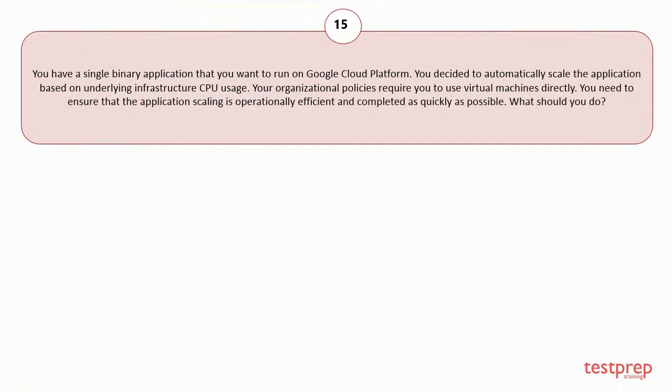Question number 15. You have a single binary application that you want to run on Google Cloud Platform. You decided to automatically scale the application based on underlying infrastructure CPU usage. Your organizational policies require you to use virtual machines directly. You need to ensure that the application scaling is operationally efficient and completed as quickly as possible. What should you do?